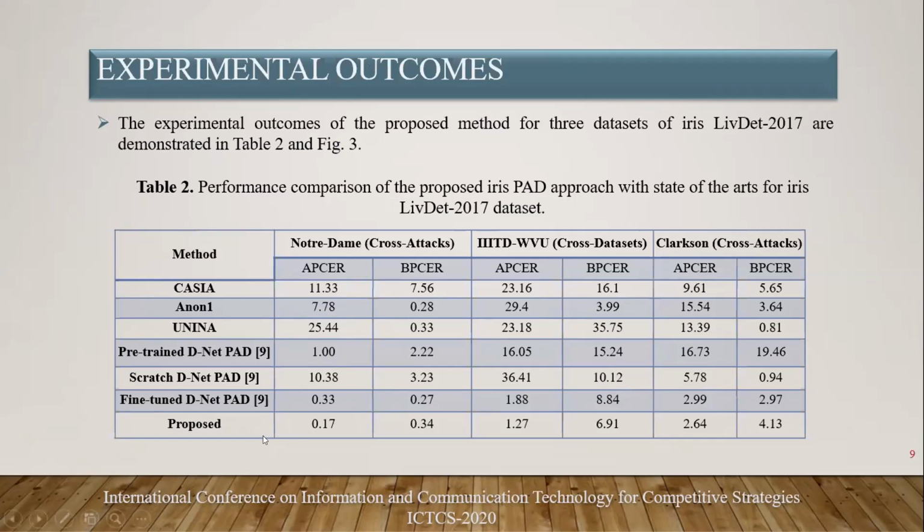So the bottom line, this one, represents the results that we have obtained from our method, and we have compared these outcomes with multiple state of the arts. These three are the winners of the LivDet 2017 challenge, and these three methods we have taken from an existing paper, and we have compared our results with each of them. So we can see the APCER reported by our method is lower compared to all the state of the arts for all the datasets.